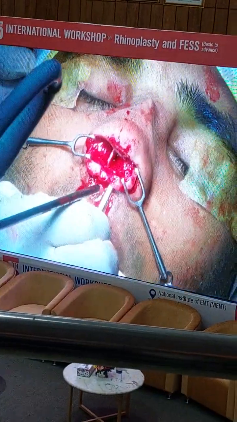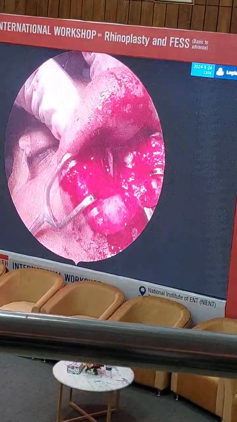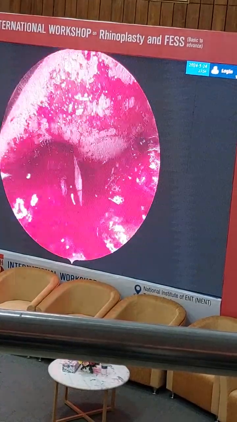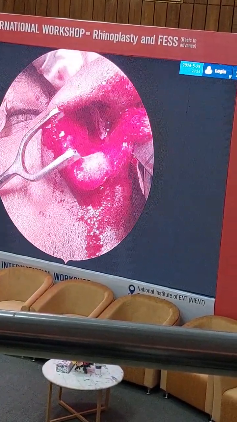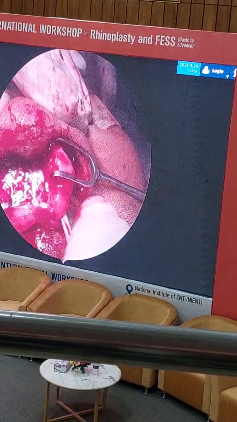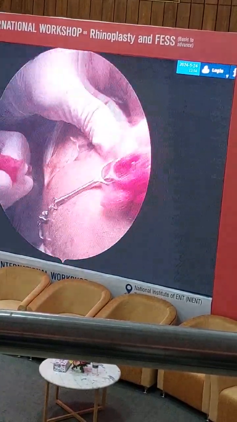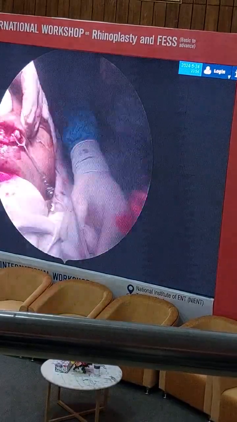Look at this, this is my osteotomy. Throughout, you can feel where you are working. The upper limit is the intercanthal line. And on either side, this side also, you just go inside.